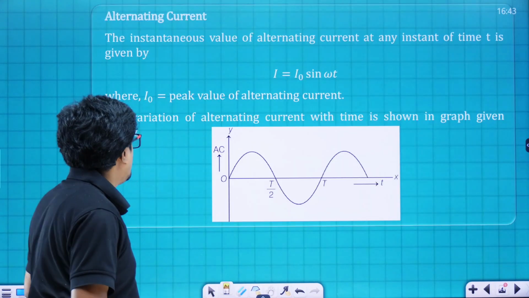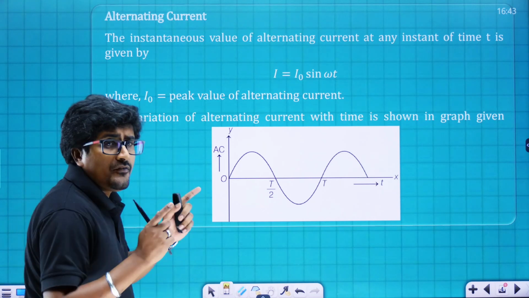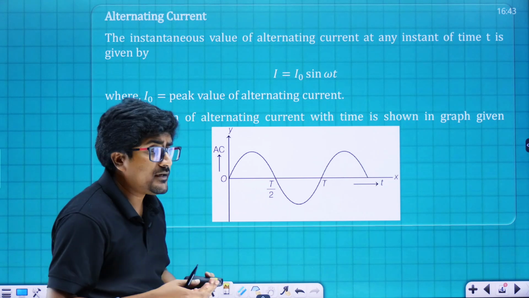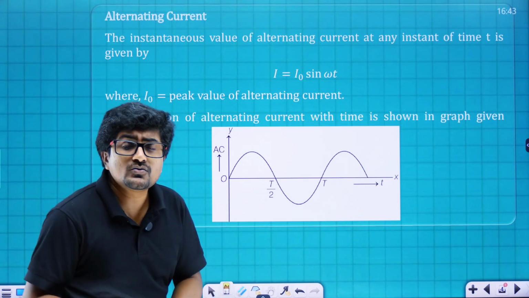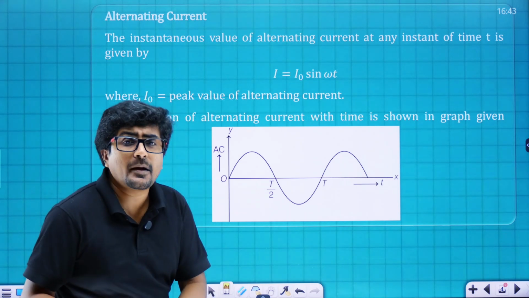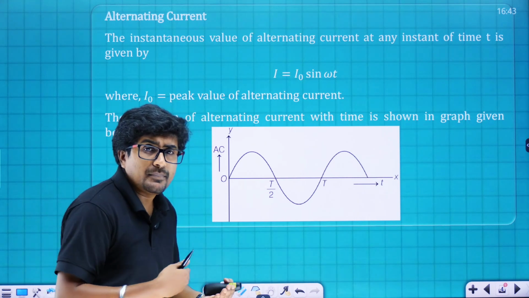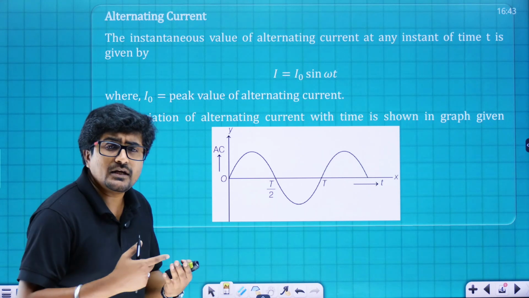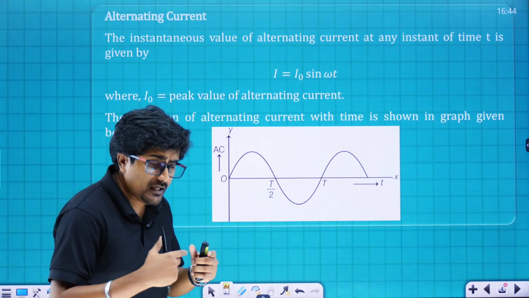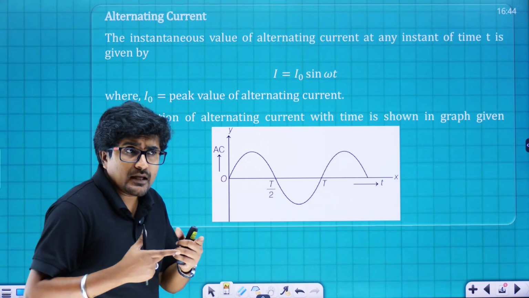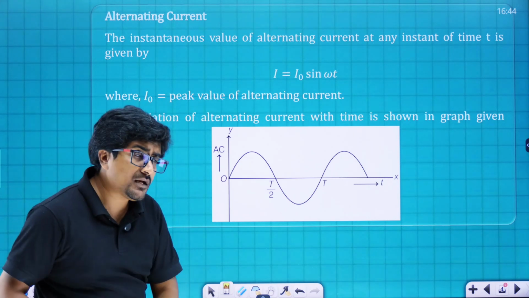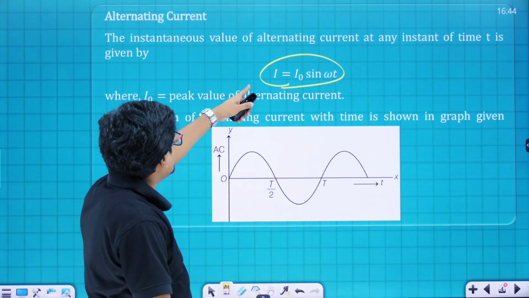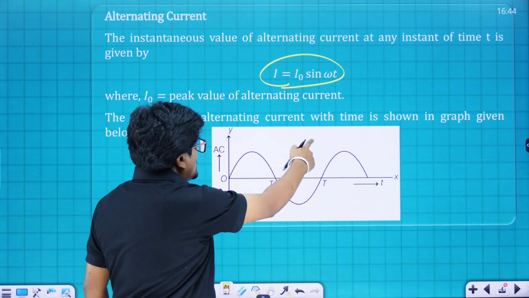Next is alternating current. In the previous chapter, while dealing with electromagnetic induction, we came to know how the induced EMF is developed across a coil with capital N number of turns kept inside a uniform magnetic field. There we came across the expression that induced EMF is E naught sin omega t, and if that is connected across a resistive circuit that offers a resistance of capital R, then we came across the current expression, isn't it? That was I is equal to I naught sin omega t. The same thing is represented here in the waveform.